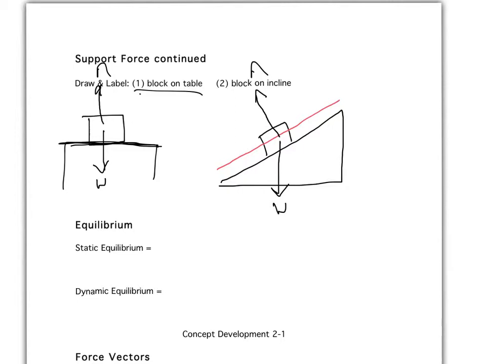So what we end up with from all this net force and everything like that are these two concepts of equilibrium. We have static equilibrium and dynamic equilibrium. Static equilibrium occurs when the object is stationary.